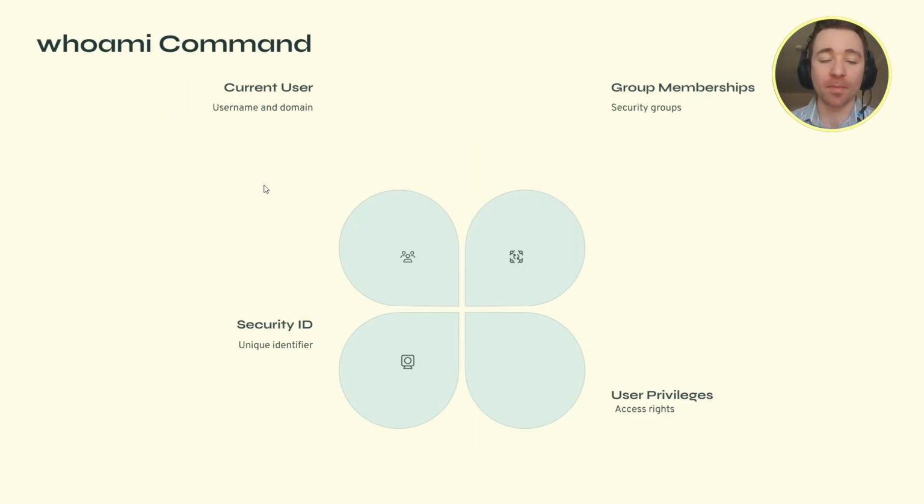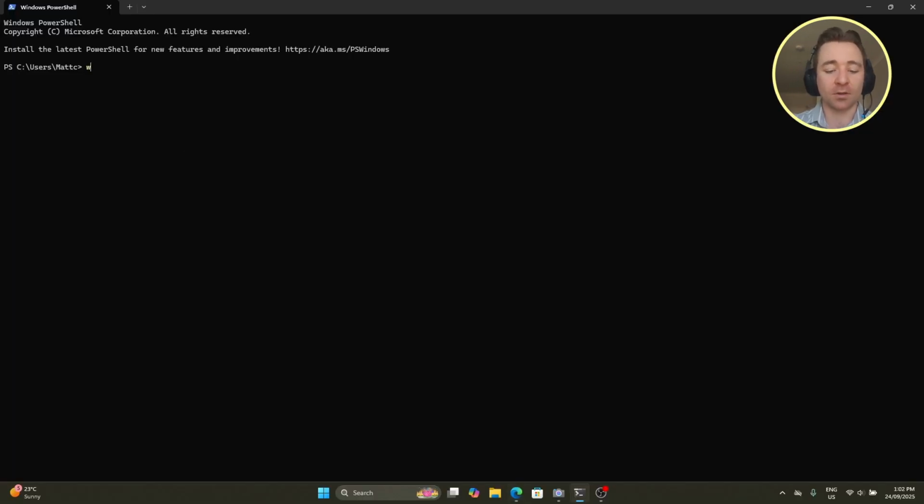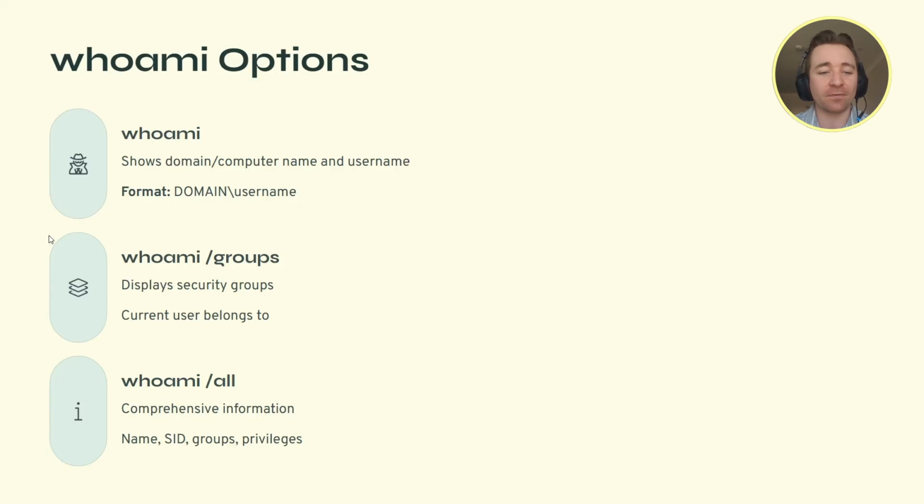Now the whoami command will tell you all of this information about yourself. Who are you? What current user are you? What domain are you a part of? What security groups do you belong to? What are your privileges? And what is your security ID? So specifically, if you just type in whoami, it will just show you the following, right? I just get who I am, right? That's all it tells me.